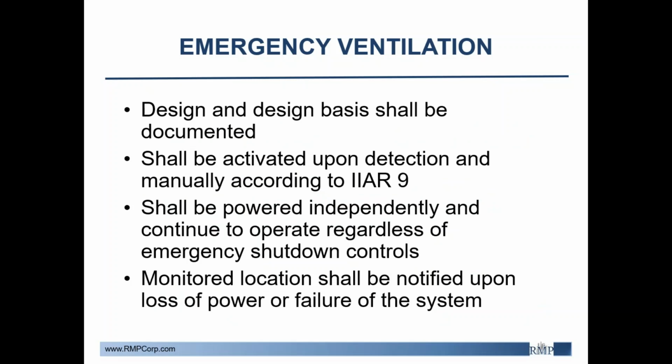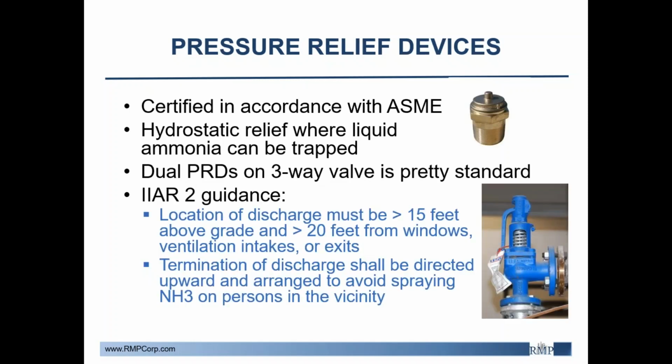For emergency ventilation, having that automatic detection and activation is required by IR9. Again, powered independently, so having that backup power available in an emergency with your alarms, emergency ventilation should be part of that. The design basis and the actual design itself with drawings should always be documented. That should go in your PSI or safety information section. And a monitored location should be notified of loss of power. Kind of tying that into the alarms, so very similar requirements as far as notification.